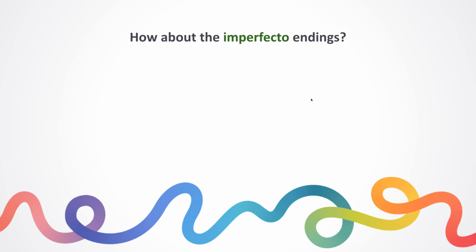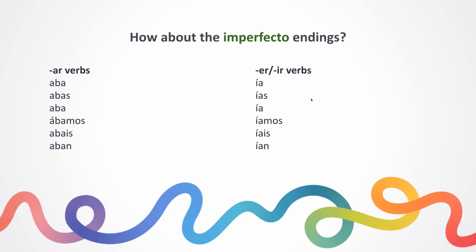Bien, as far as the imperfecto endings, hopefully you remember those because we've learned them very recently. For AR verbs, the imperfecto endings are aba, abas, aba, ábamos, con acento. There's an accent on that nosotros form. And then abais, aban. For ER and IR verbs, we have ía, ías, ía, íamos, íais, ían. So for all of those, you drop the AR, ER, or IR, and then stick on that imperfecto ending.